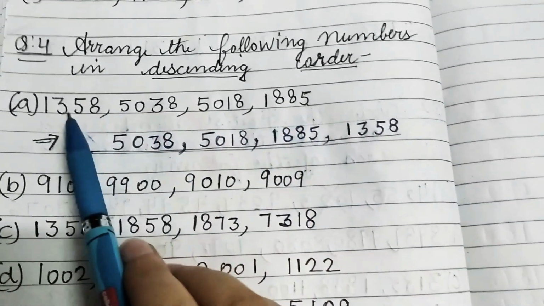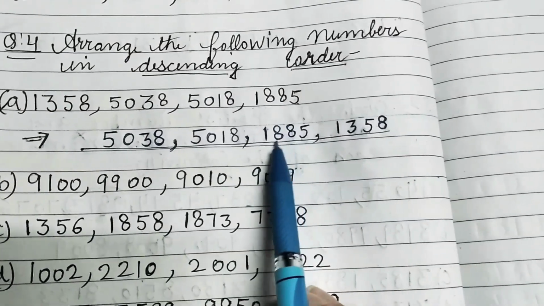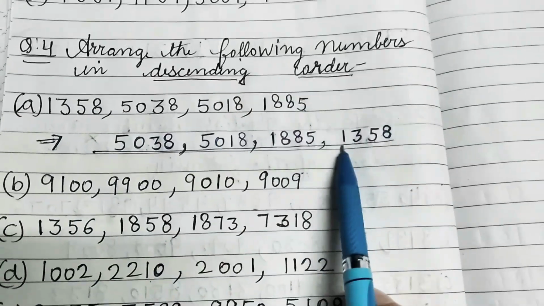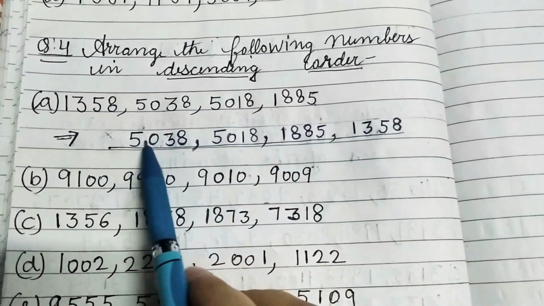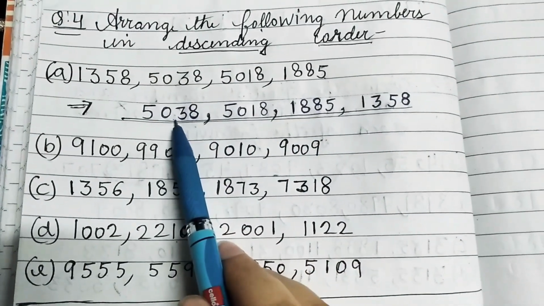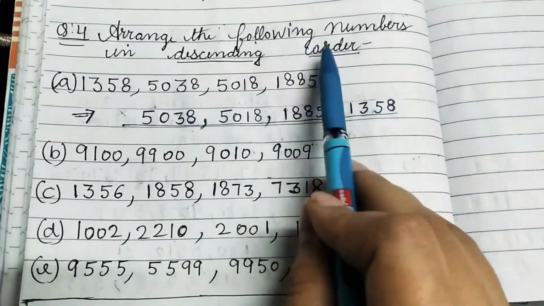Then which is greater out of these two? It is 1885, and in the end the smallest one, that is 1358, will be placed in the end. So this placement or this arrangement of numbers starting from the largest in the front to the smallest in the end is known as descending order.